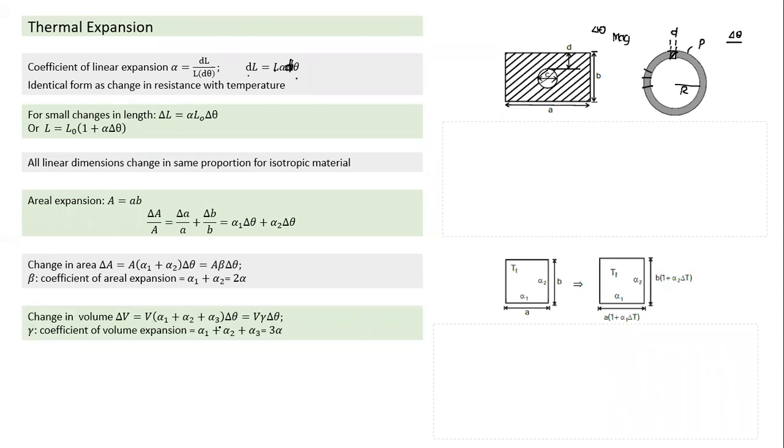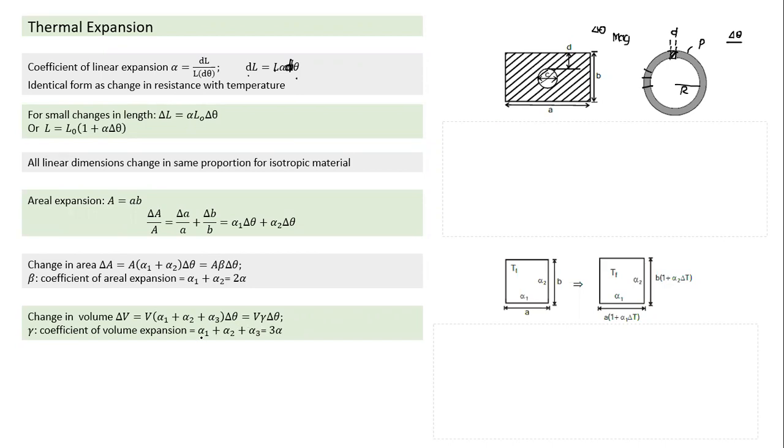Change in volume would have come something like this. The entire term can be replaced with gamma here, and in this expression, all cases are very similar. Delta L is equal to alpha L delta theta. Area is equal to initial area into beta into delta theta, and volume is also initial volume into gamma into delta theta. Coefficient of linear expansion, coefficient of areal expansion, coefficient of volumetric expansion.